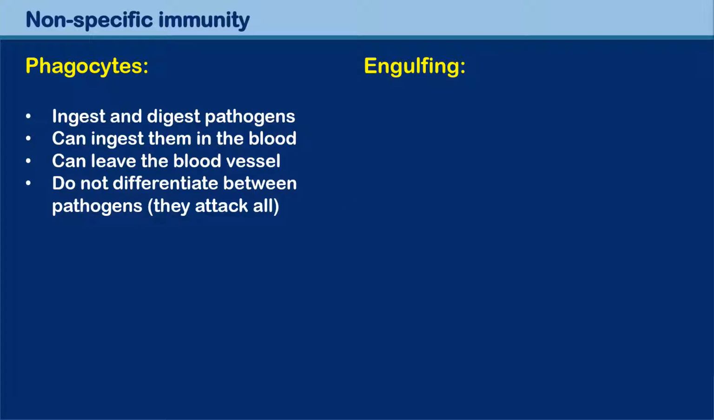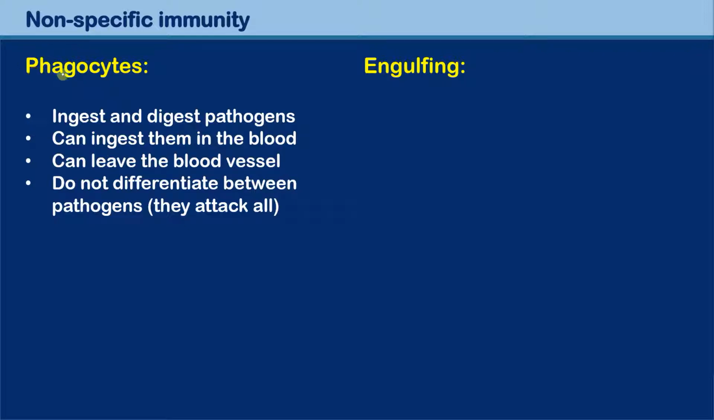There are two types of immunity, so-called non-specific immunity and specific immunity. And I'm going to talk about non-specific immunity first. As the name implies, non-specific immunity is not specific to particular pathogens.